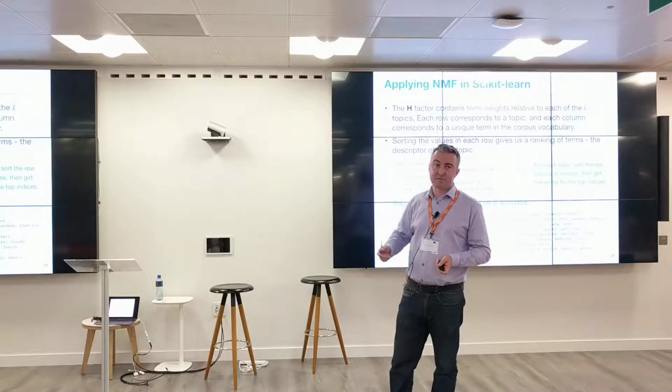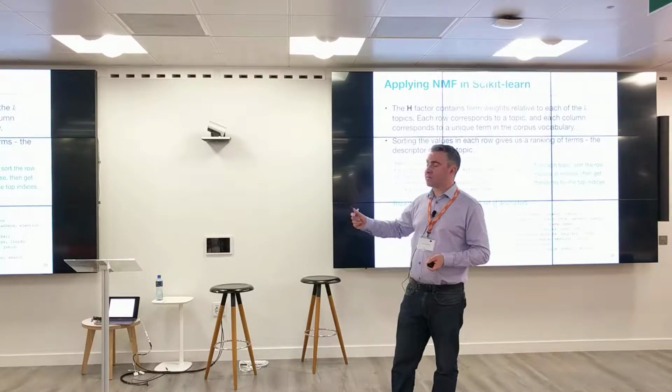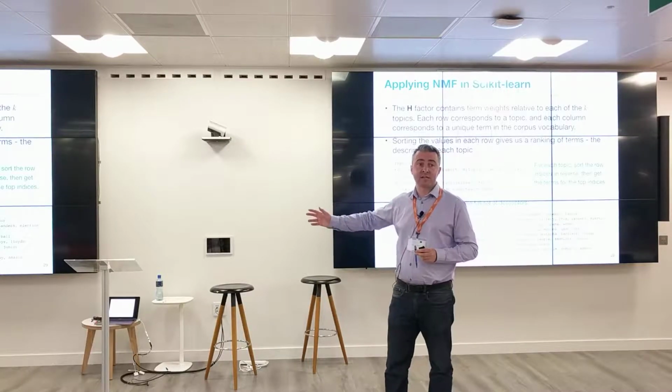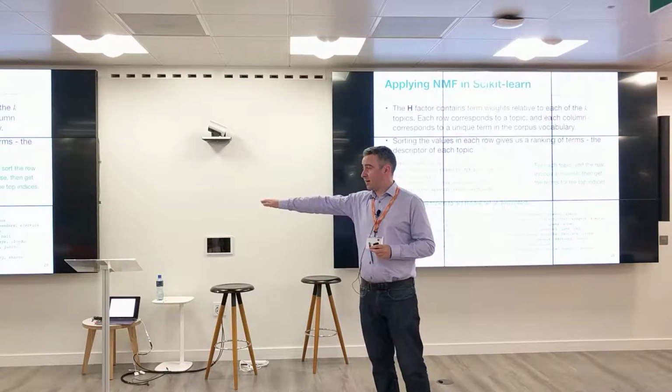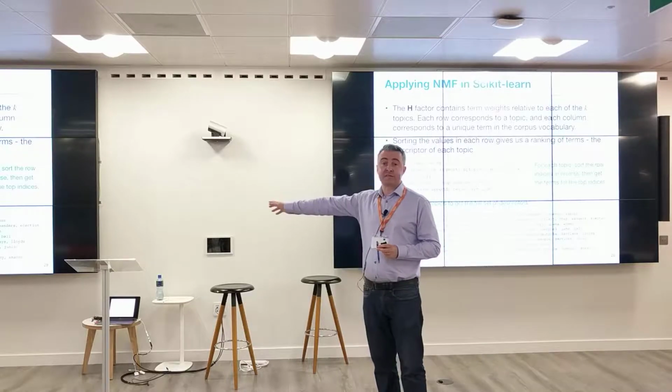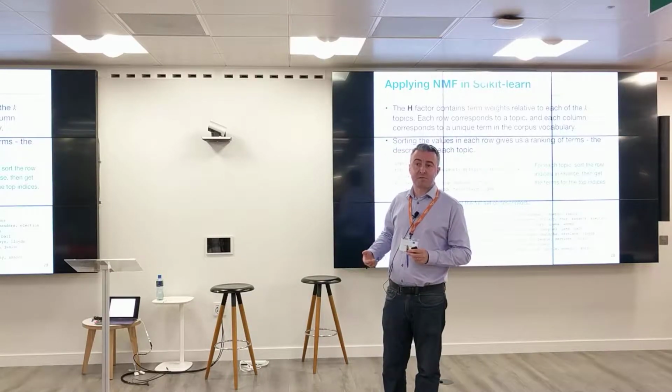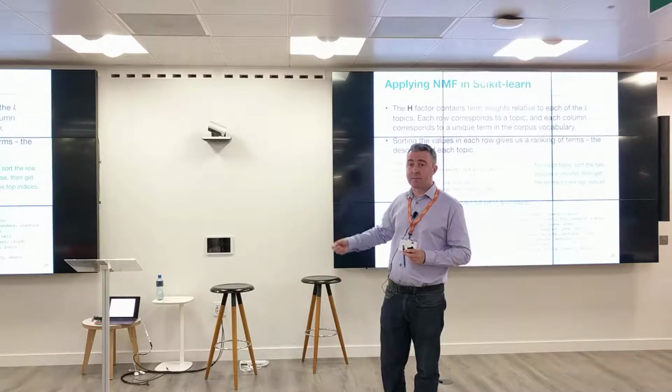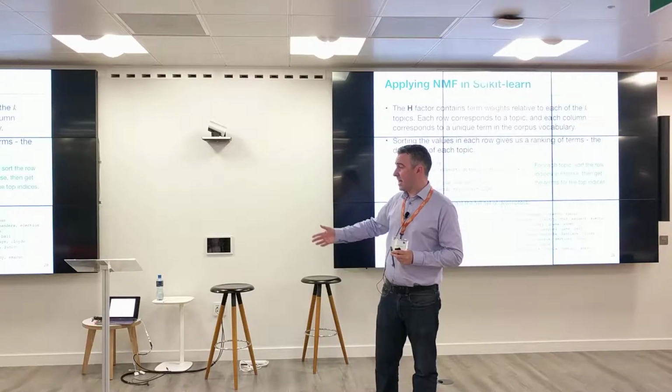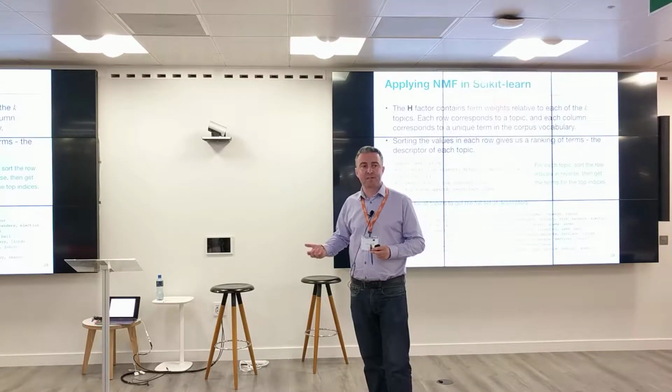So for this set of news articles that I mentioned, you might get something that looks a bit like this. If you set K to be 8, you get a set of 8 topics, and then a ranked list of the top terms for each of those topics. Here I'm just looking at the top 10 terms. And you can get a sense immediately of what these topics might be about.